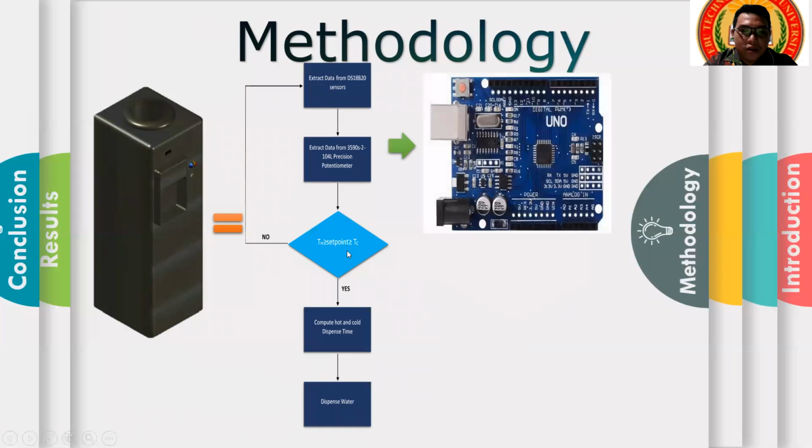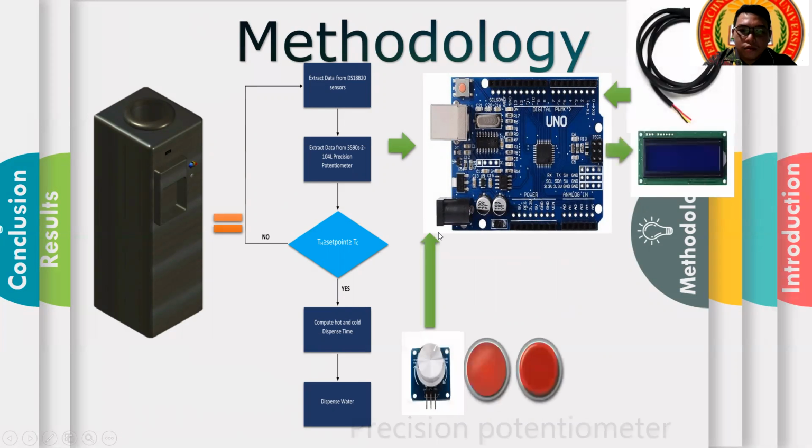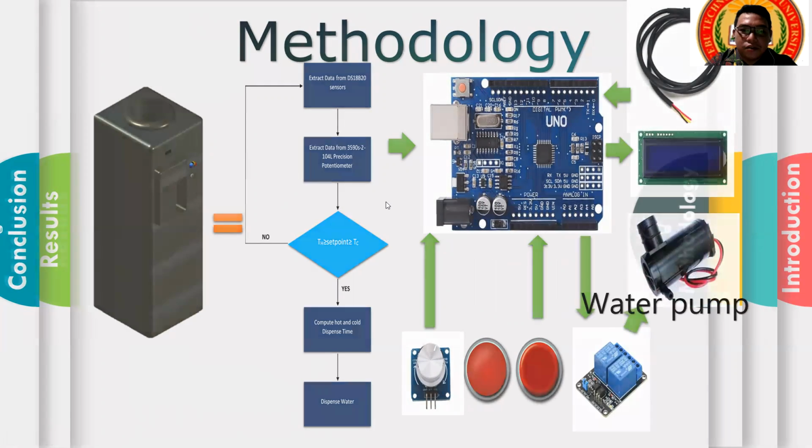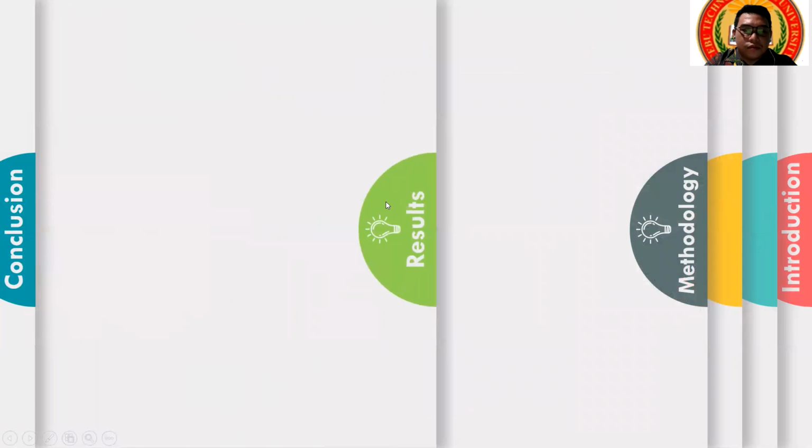And we employ our set threshold. Then we use an Arduino Uno as a microcontroller that will actuate the water pump in the cold tank and operate for a period computed as the cold over dispense time. So this is basically the hardware design of the study.